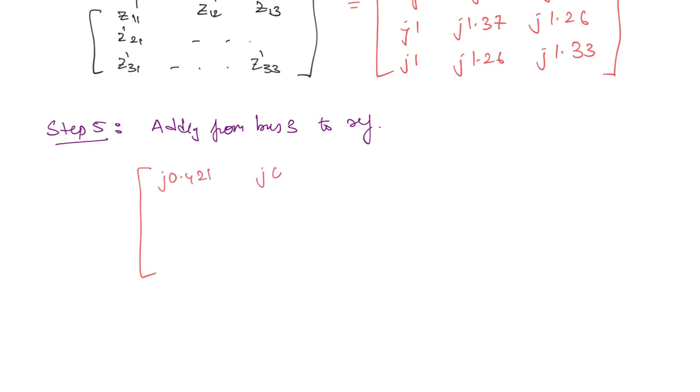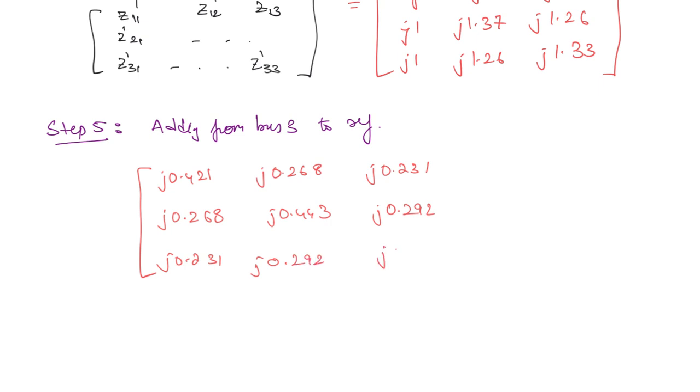J.421, J.268, J.231, J.268, J.231, J.443, J.292, J.292 and J.307. Okay, so this is the final impedance matrix you're going to get.